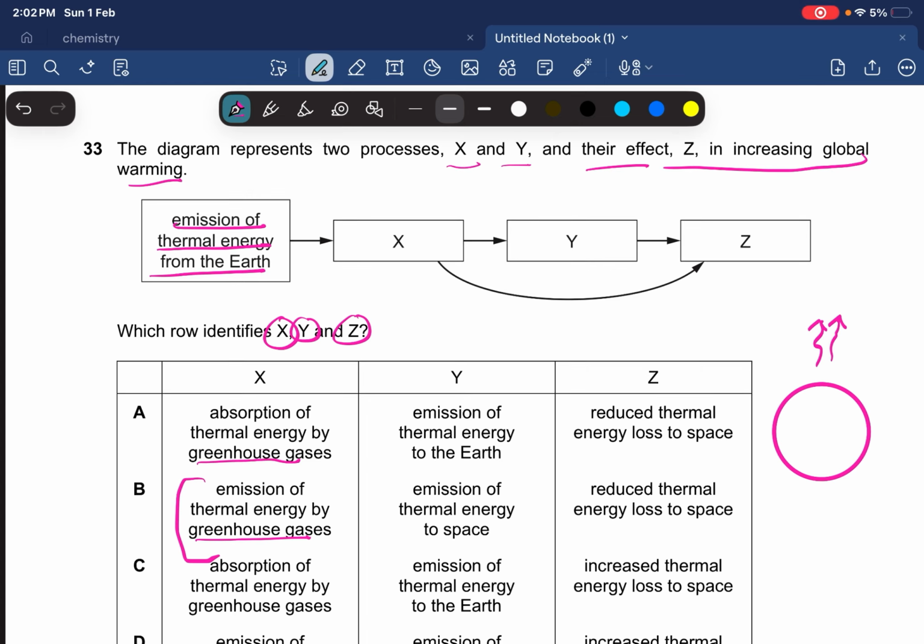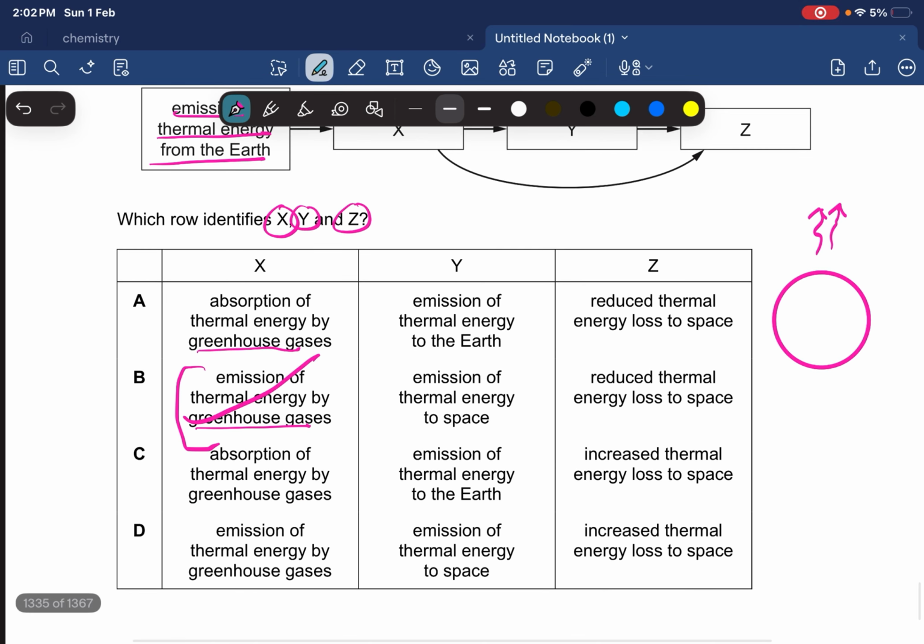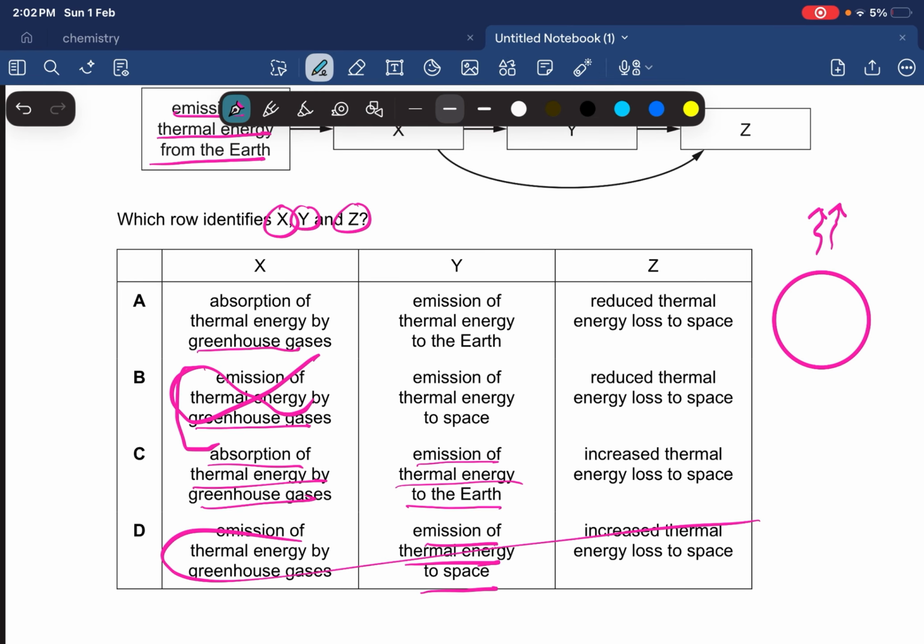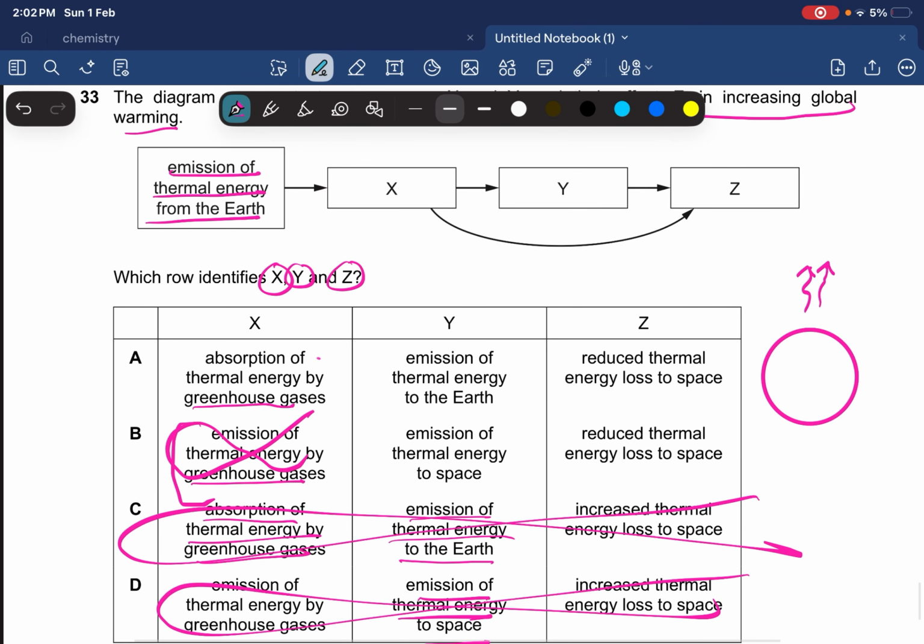Greenhouse gases are not going to emit, they're going to absorb. Absorption of thermal energy by greenhouse gases. Emission of thermal energy to the Earth. Emission of thermal energy to space. Not increased thermal energy lost to space. Let's just cut these two out. Absorption of thermal energy by greenhouse gases, emission of thermal energy to the Earth, reduced thermal energy lost to space.